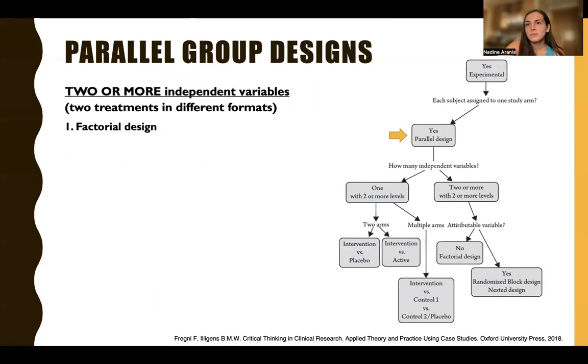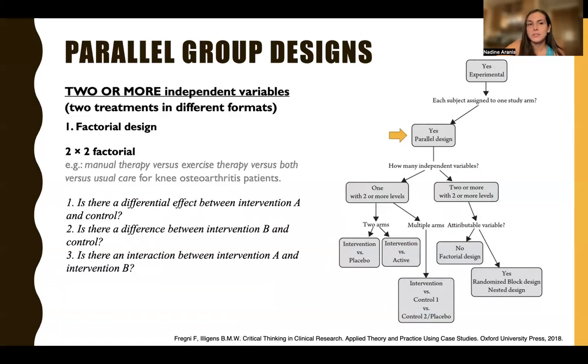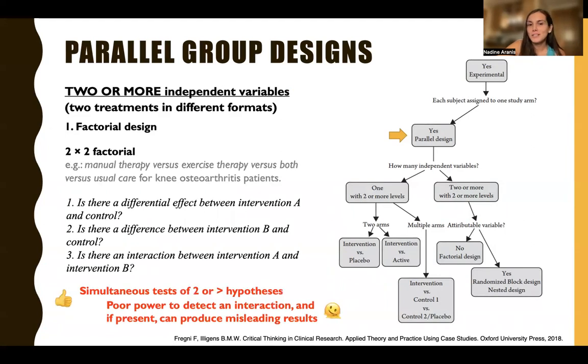If we have two or more independent variables, this means we have two treatments in different formats. We will probably do a factorial design, and the most common one is a 2x2 factorial design. For example, comparing manual therapy versus exercise therapy, then you combine both of them and compare it to usual care for patients with knee osteoarthritis. So it sounds great because you can simultaneously test two or more hypotheses, but you have poor power in this kind of design, especially to detect an interaction, because if that interaction is actually present, the factorial design can produce misleading results.